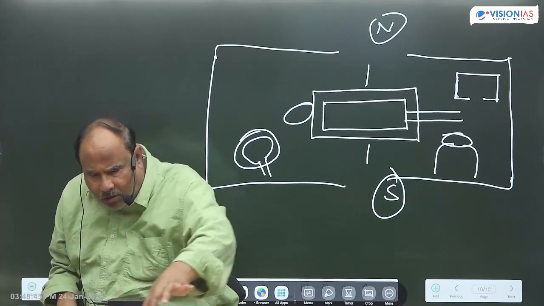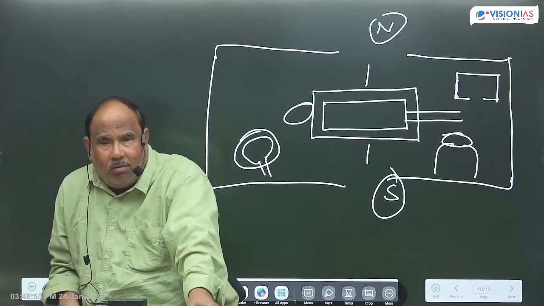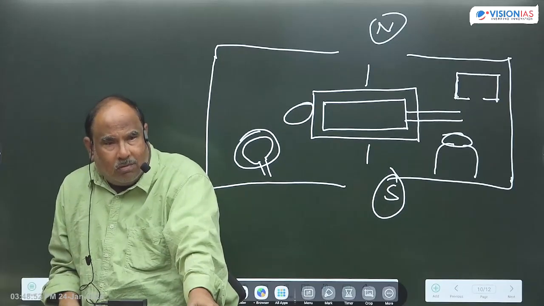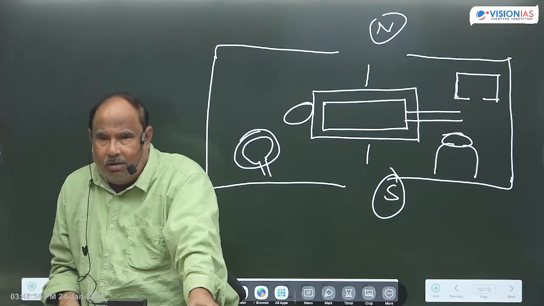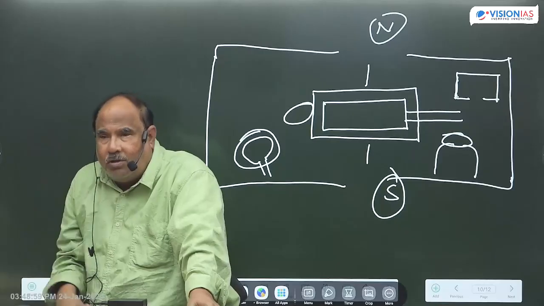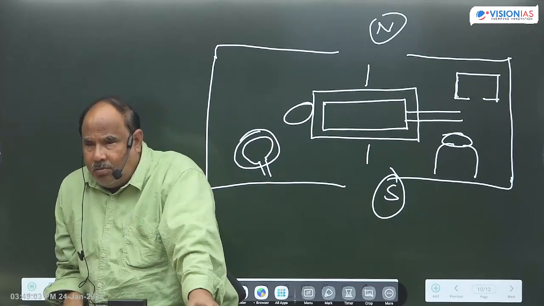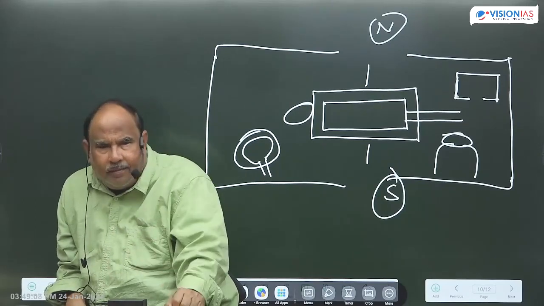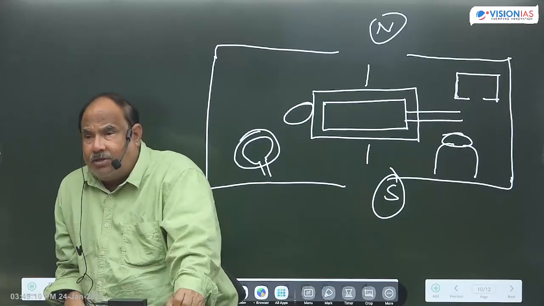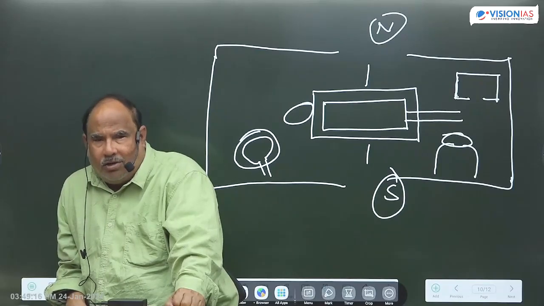To the south of Mohenjo-daro, you have Chanhu-daro, on the left bank of river Indus. This site is also in the Sindh part of Pakistan. South means Sindh only. It was excavated by N.G. Majumdar, Nandagopal Majumdar, in 1931.